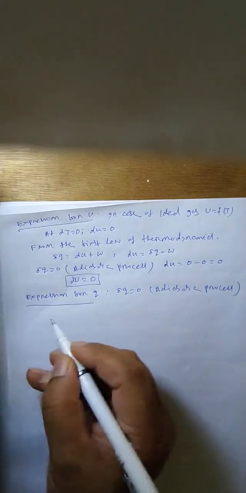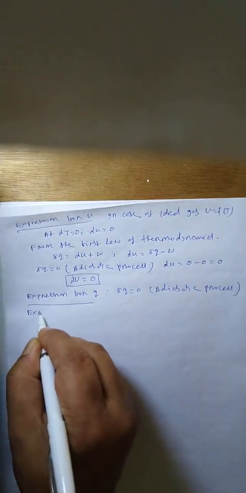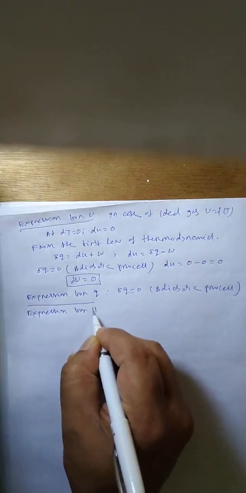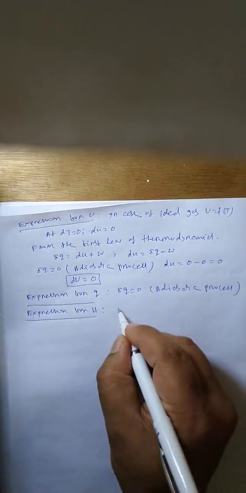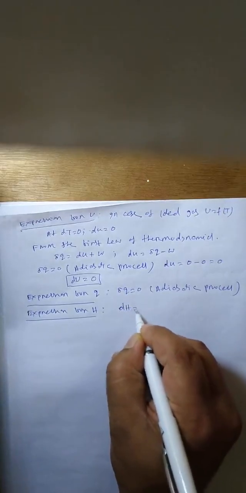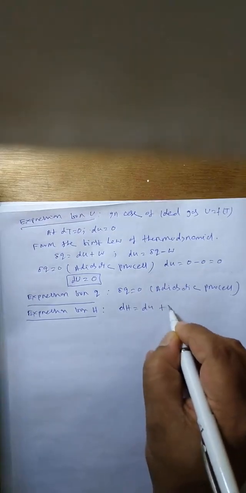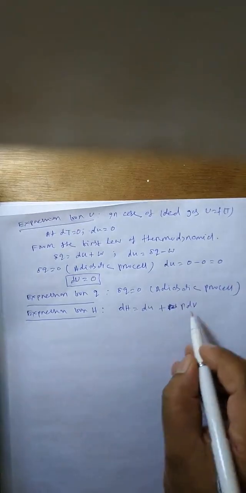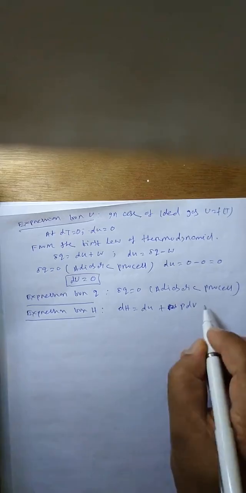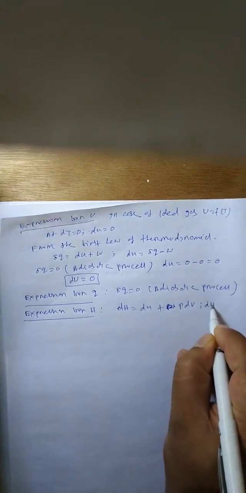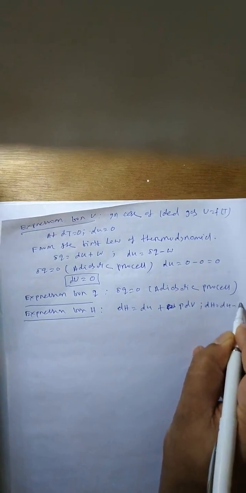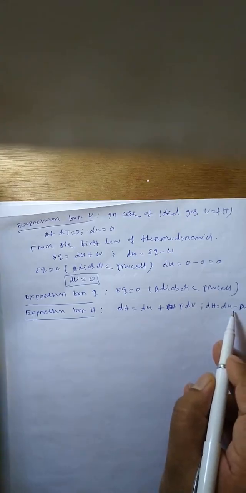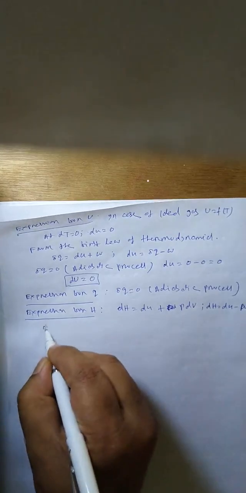Then the expression for H. In the expression for H, we know that dH is equal to dU plus PdV. PdV means work done. That means dH is equal to dU minus W, because minus means expansion work done by the system. Then what is the value?